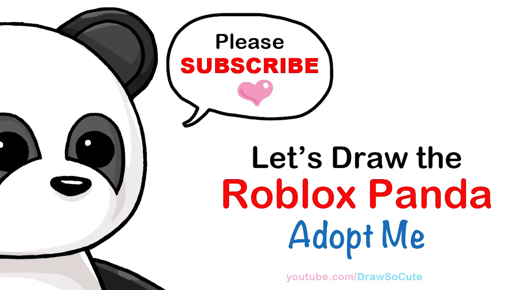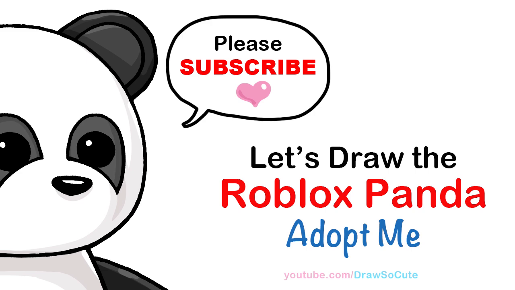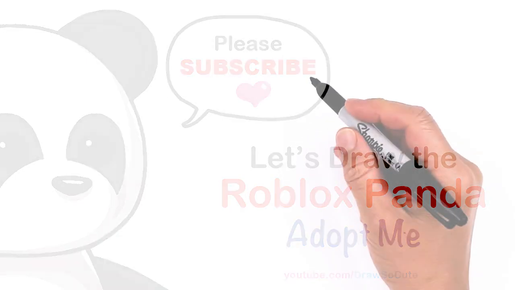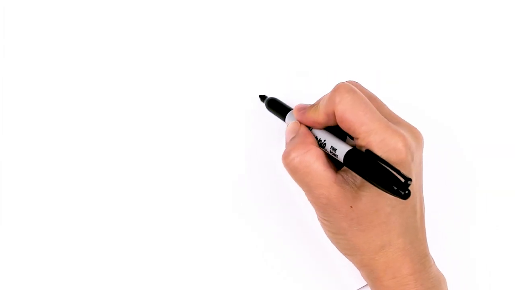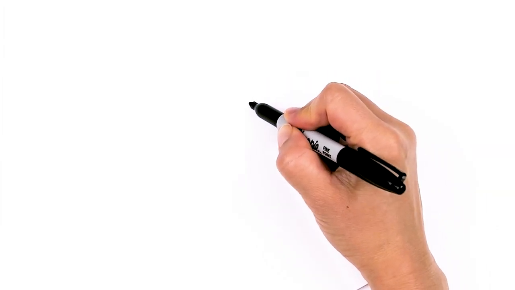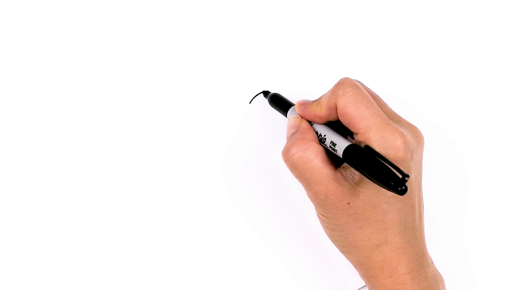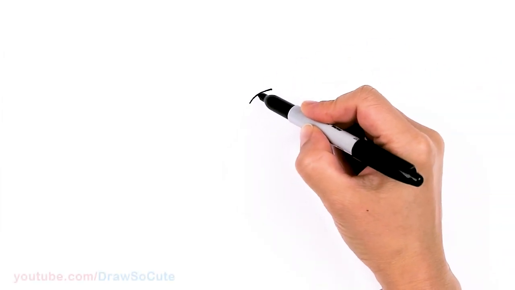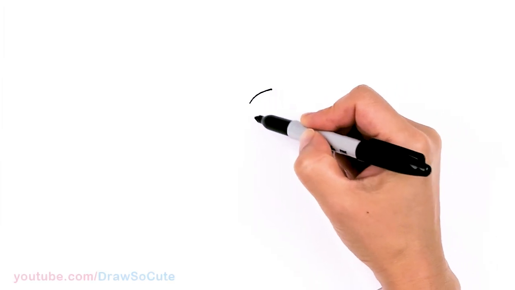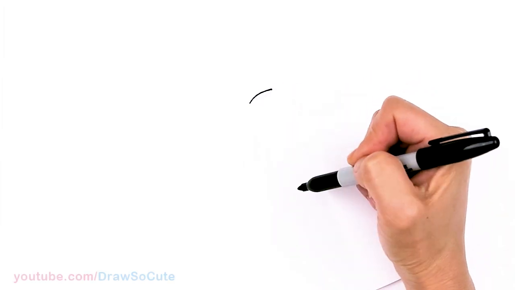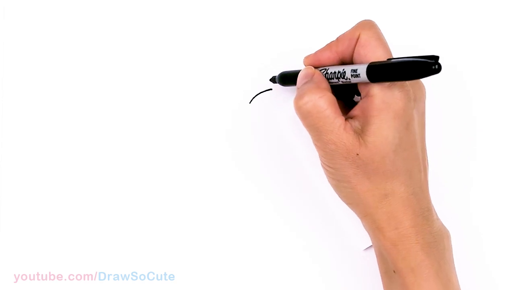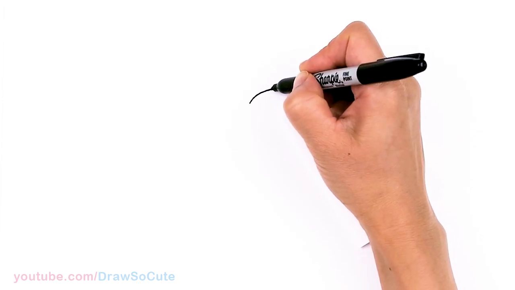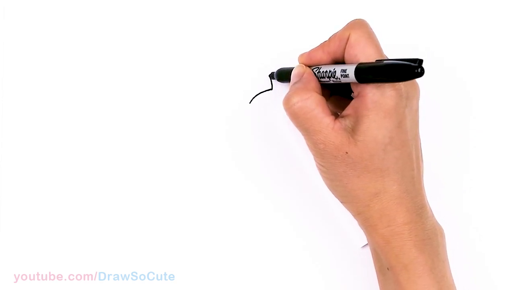Today we're going to draw the panda from Roblox Adopt Me Pets. So let's get started. To draw this cute panda, we're going to first start by drawing a curve for the eye area. So I'm going to come right here and just draw a curve going up. And this curve is basically the top of the snout, the nose area, kind of like an oval. So just remember that.